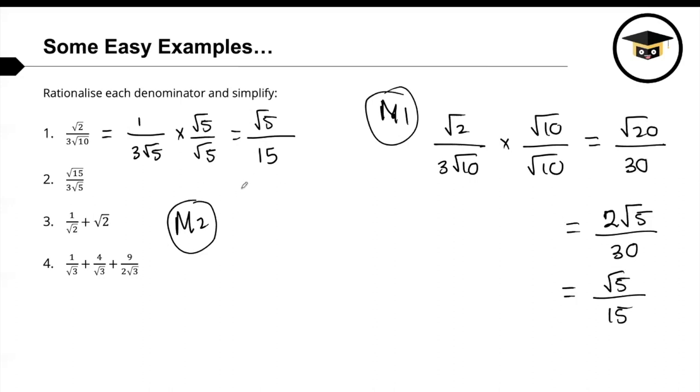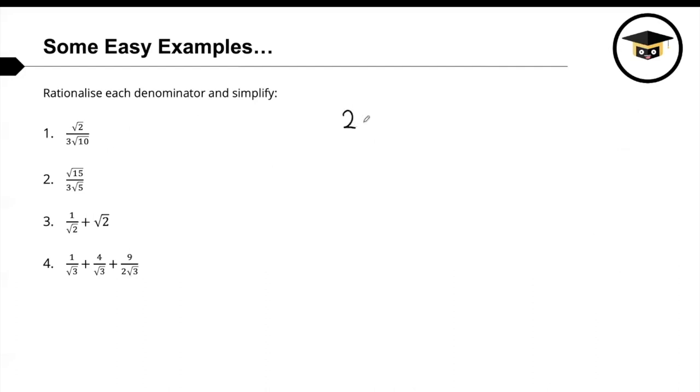You might be wondering why I didn't multiply by 3 root 10 to top and bottom. The reason for that is because the 3 isn't really going to help us. It's already a rational number. So we really just want to multiply the top and bottom by the irrational parts. So with question 2, we would want to multiply top and bottom by root 5.